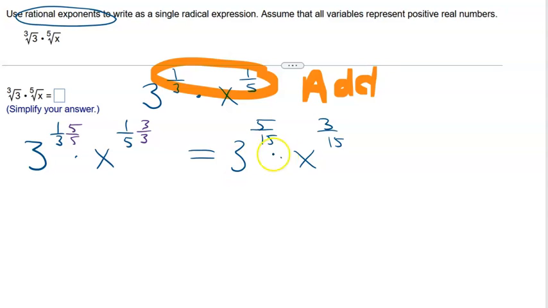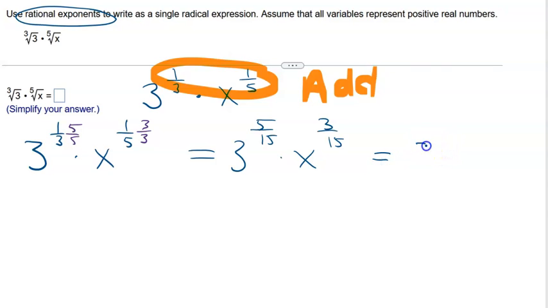Now, if I was multiplying the same base right here, I could add 5 plus 3 and get 8/15. But this is a 3 and this is an x. So they're different bases, right? So I can't say this is 3 to the 8/15 or this is x to the 8/15 because these don't match. They have to match to be able to use that rule. So to carry on, watch this trick.